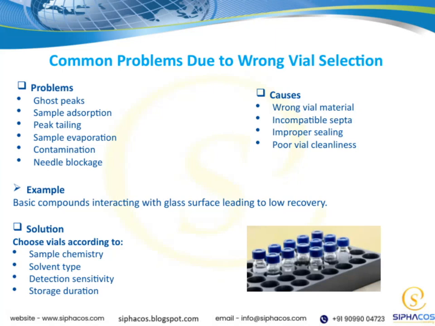When selecting vials, it's crucial to consider several factors to ensure optimal sample integrity. First, look at the sample chemistry. Certain compounds may interact differently with vial materials.